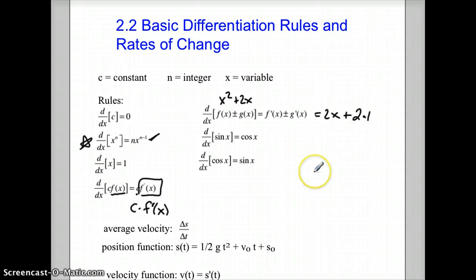I know it's a lot of rules to remember, but it's better than doing the long form. And if you ever forget the rule, you can always go back and do the long form, but you're not going to want to do that. You do need to memorize these. You're going to use them a lot.